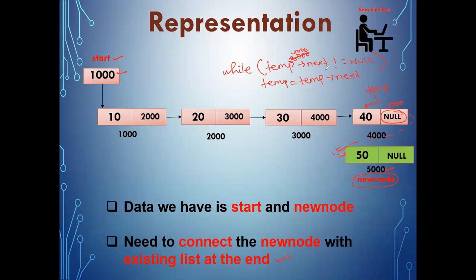Now here temp next is what? Now temp next is null. Null is not equal to null? False. So come out of the loop, because I reached that particular node, which is my last node. Okay. And after that, I need to write only temp next equal to new node.